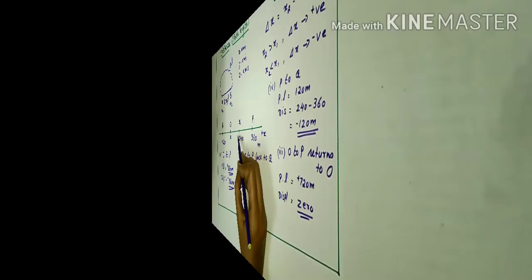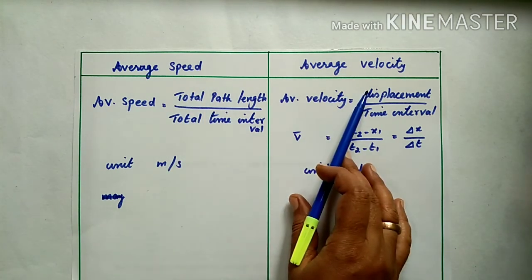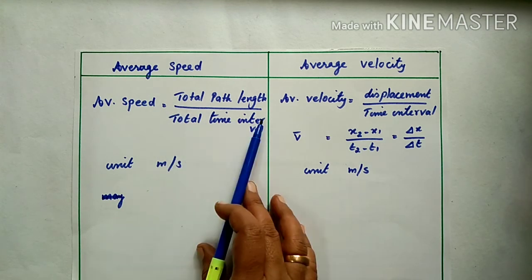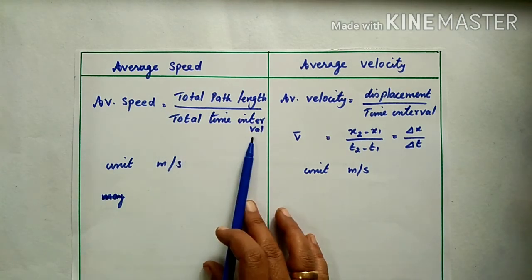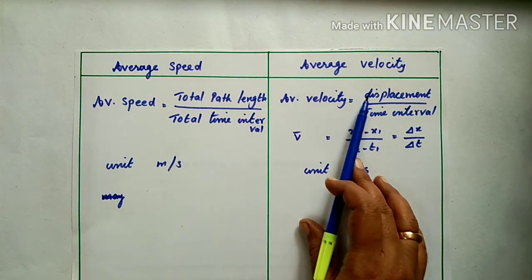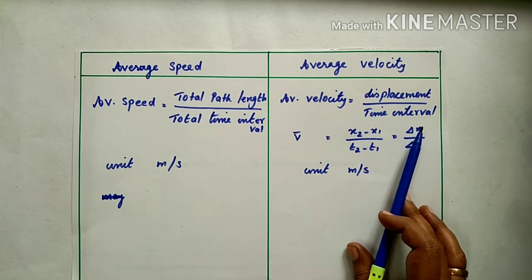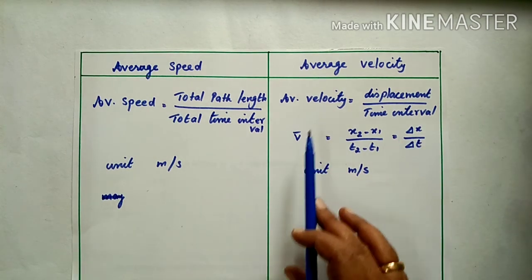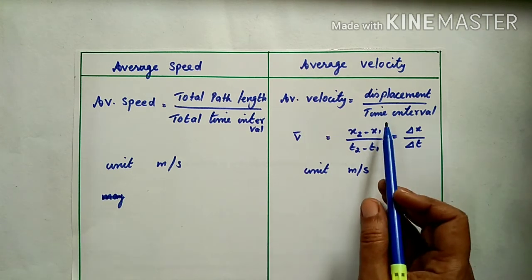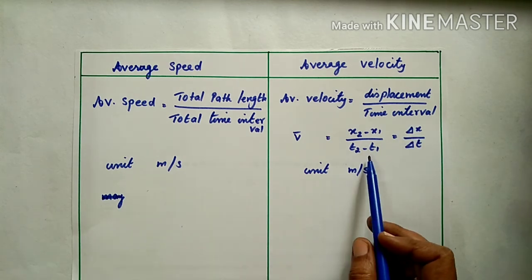One more point is that the magnitude of displacement may or may not be equal to the path length traversed by the object. Another two important terms are average speed and average velocity. So what is average speed? It is the total path length divided by total time interval. Average velocity is the displacement divided by time interval. Average velocity is denoted by the letter v bar. Displacement is x2 minus x1, and time interval is t2 minus t1.